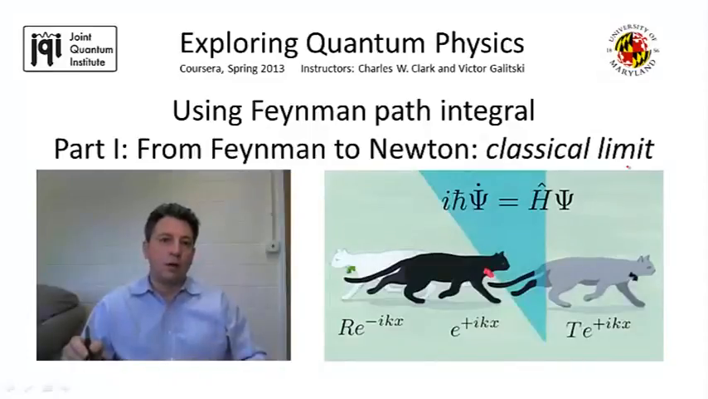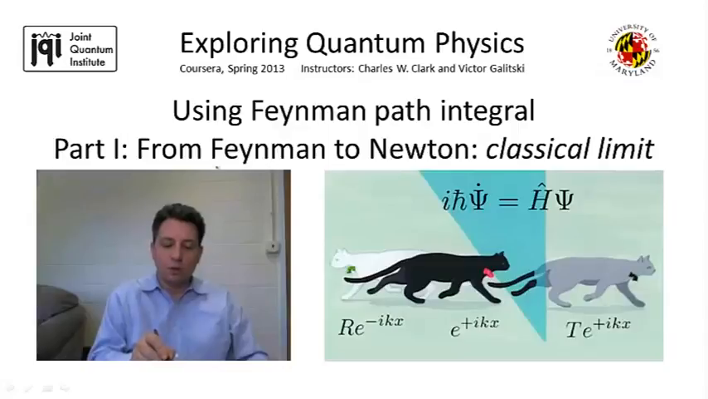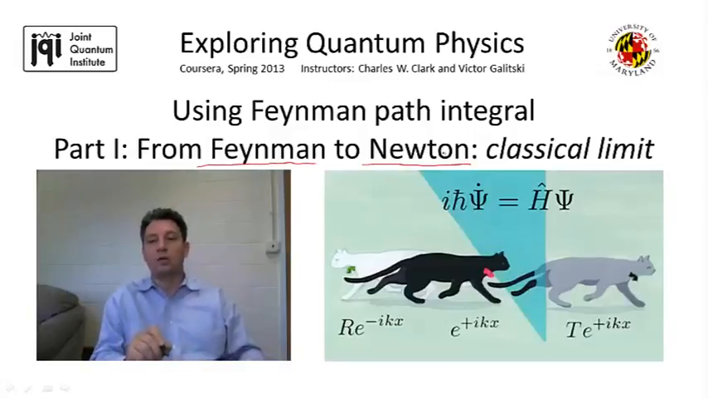Okay, welcome back everybody. Today we're going to actually use the Feynman path integral to obtain a few very interesting results and physical phenomena. And in the first video today we're going to actually derive a very unexpected, surprising result. Namely, we're going to see how the Newton equation, the second Newton law of classical physics, appears in the so-called classical limit of the Feynman path integral.